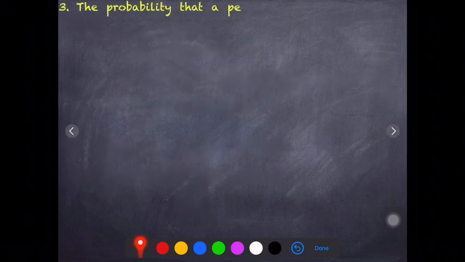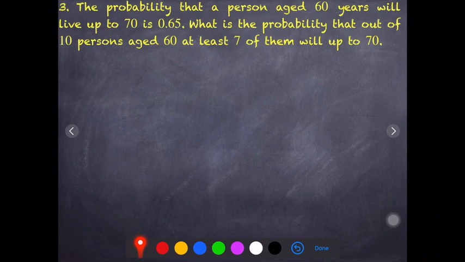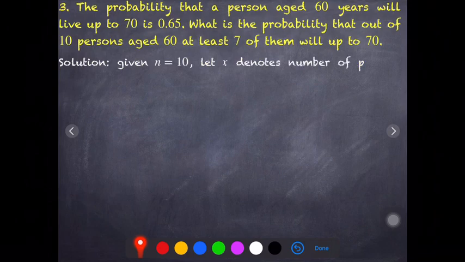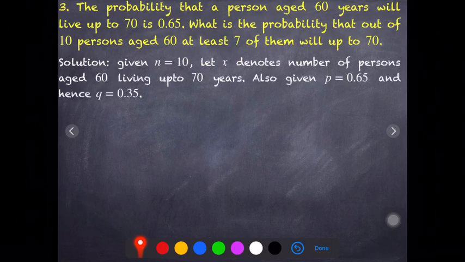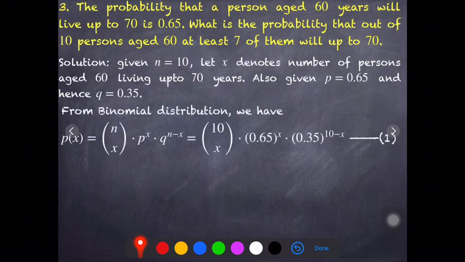Okay, the third problem: the probability that a person aged 60 years will live up to 70 is 0.65. What is the probability that out of 10 persons aged 60, at least 7 of them live up to 70 years? Given there are 10 persons, therefore n is equal to 10, and x denotes the number of persons aged 60 living up to 70 years. Also given p is equal to 0.65 and q is equal to 1 minus p, that is 0.35. Now substitute these values in the formula, we will get equation number 1.